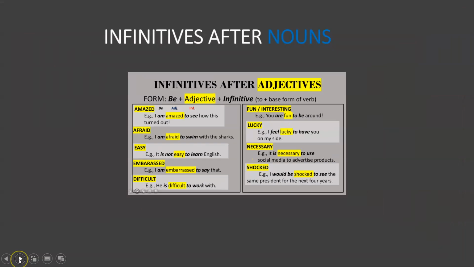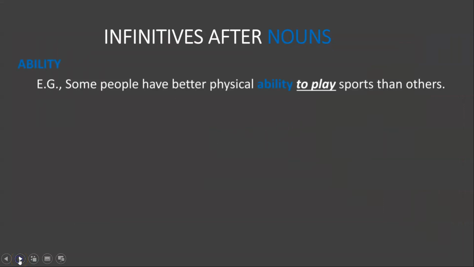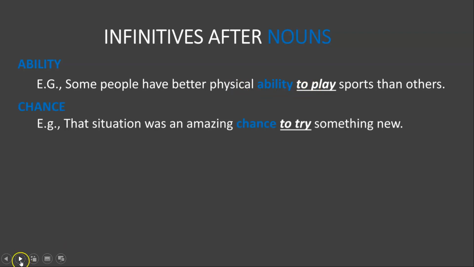Let's move on. So let's look at our first example that we have on this slide. The word ability, okay? Some people have better physical ability to play sports than others. So here we go. The word ability is our noun, after which the infinitive to play follows. Okay, ability to play. The following example, chance. That situation was an amazing chance to try something new. Chance to try. Again, noun, after which the infinitive to try follows.